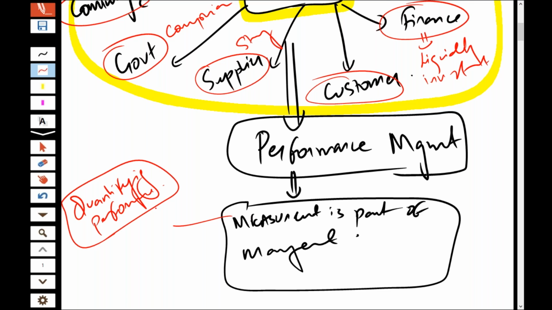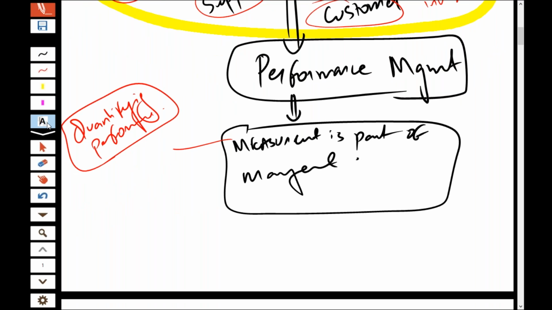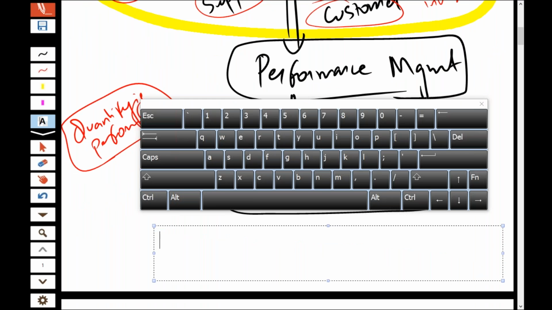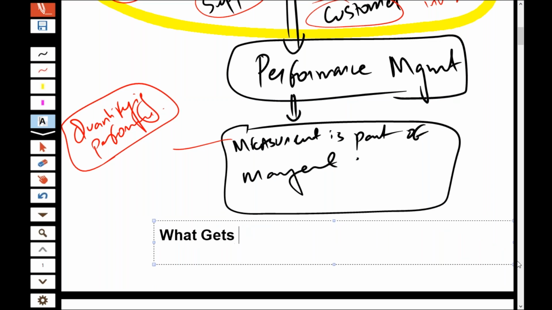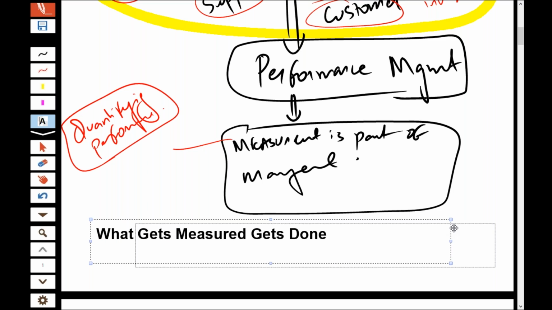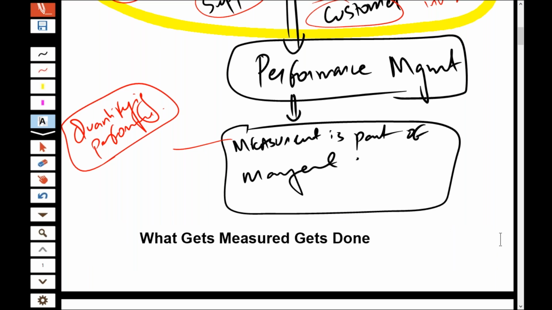A very important thing that you need to keep in mind whenever we are talking about performance management is basically that what gets measured gets done. This is the basic concept on which the entire performance management is based. If you have to run an organization, if you have to ensure that every single aspect of the organization gets done, you need to make sure that you start measuring. Once you start measuring them, then obviously those things actually get done.